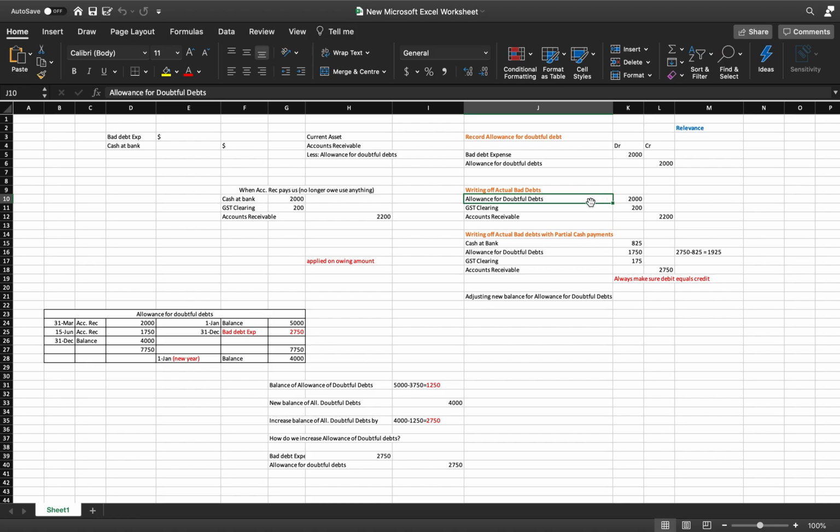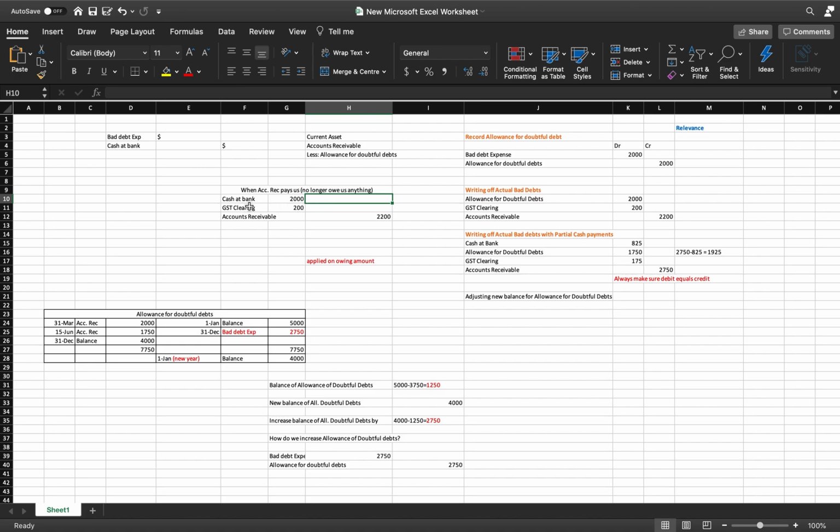And since they are no longer our accounts receivable because they won't pay us in the future, we also have to close the accounts receivable account, which initially has a debit balance, and therefore to close it we have to credit it. So we credit accounts receivable, debit GST clearing, and debit allowance for doubtful debts. Looking at these entries here, what do you think of? Correct. So it looks very similar to when accounts receivable pays us, or in other words, when they no longer owe us anything.